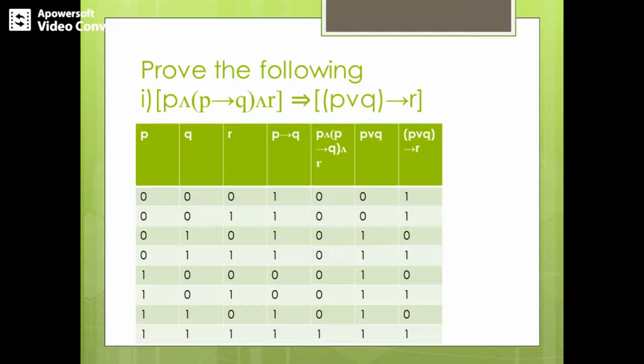So in the question, the right hand side is P or Q implies R, and your left hand side is P conjunction (P implies Q) conjunction R. We are going to check these two. Since we find that whenever the left hand side has truth value 1, the right hand side also has truth value 1, we say the left hand side, that is P conjunction (P implies Q) conjunction R, logically implies P or Q implies R. So these are the possible questions you may get in the university papers.